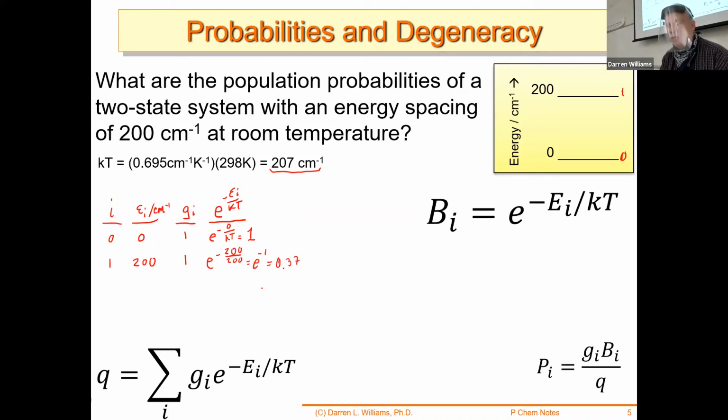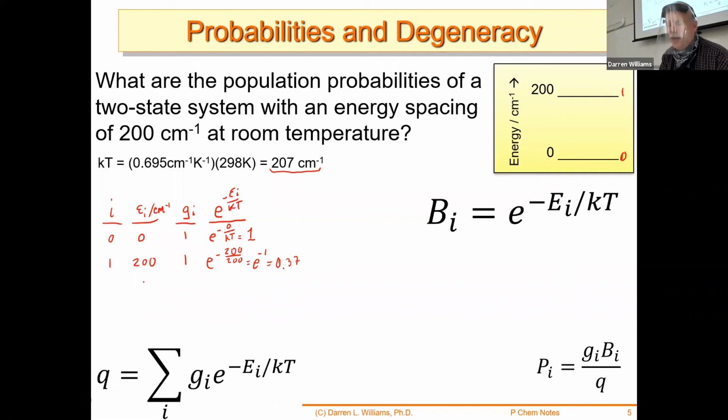Is that right? Yeah. Okay. Did you type in the 207? Yeah, I put e to the minus 200 over 207. Yeah, I just simplified it to 200. Oh, yeah. Either way is great.